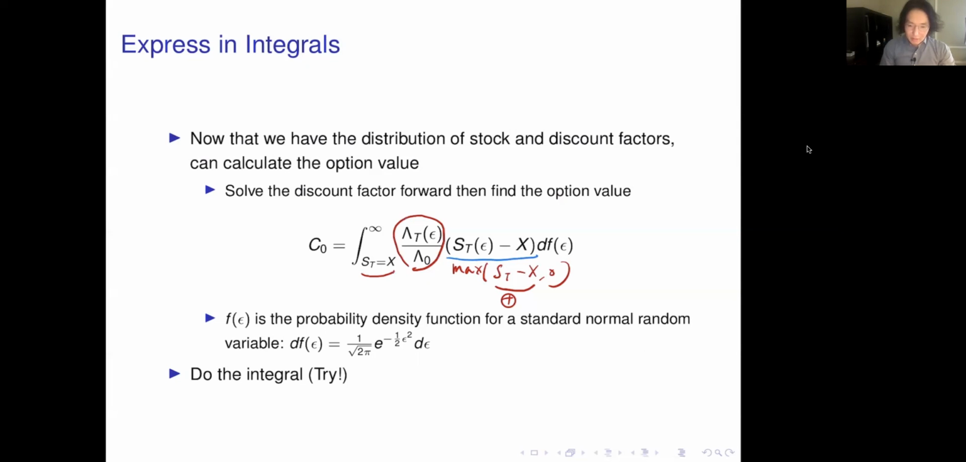So basically, let me show you how the calculation will be done. It is an integral from negative infinity to positive infinity of the stochastic discount factor and max of St minus x comma 0 over some distribution. Okay?